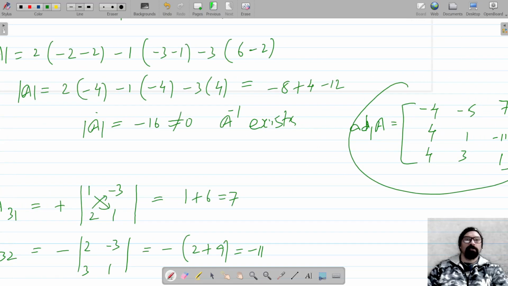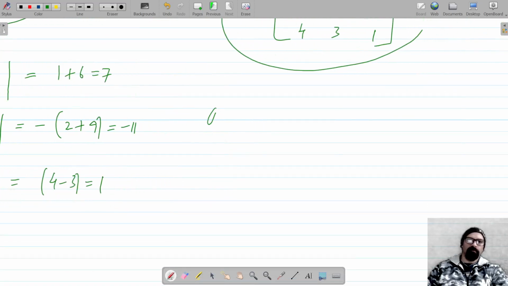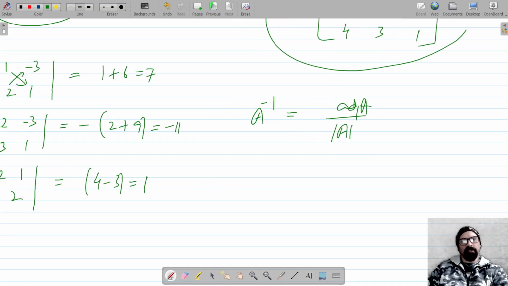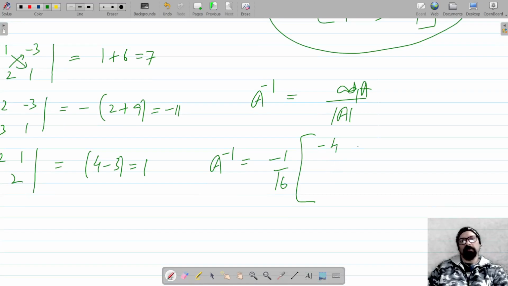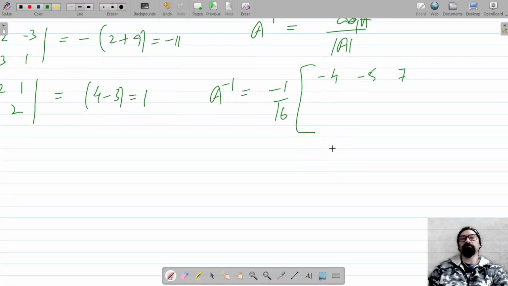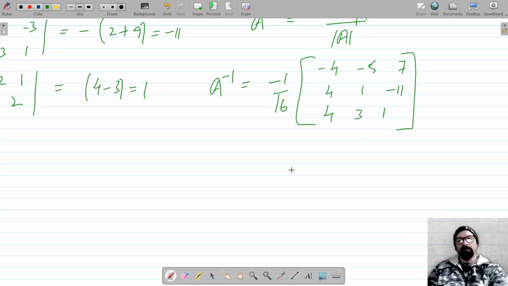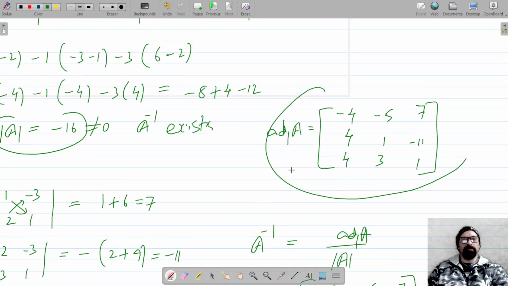We have got the determinant of A, and let's find out A inverse. So A inverse is equal to adjoint of A divided by the determinant of A. So A inverse is negative 1 by 16, and adjoint is negative 4, 5, 7, 4, 1, negative 11, and 4, 3, 1. Okay, negative 1 by 16, negative 4, 5, 4. Okay. Now we have to use this A inverse and solve the given system of equations.